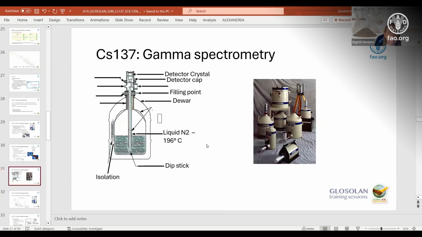Just to show you a little bit more in detail how the detector looks. So you have a detector crystal. In fact, the detector itself is very small, although the complete gamma system looks very big, but that's due to the lead castle and then the liquid nitrogen dewar vat, so the cooling of the system. But the semiconductor itself, so the detector itself, is pretty small.